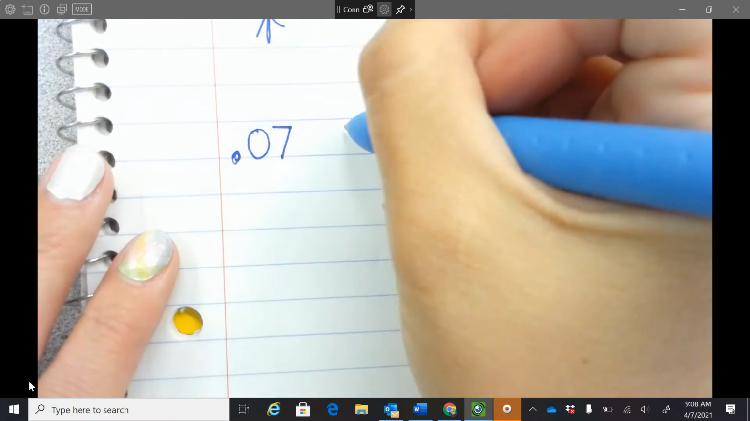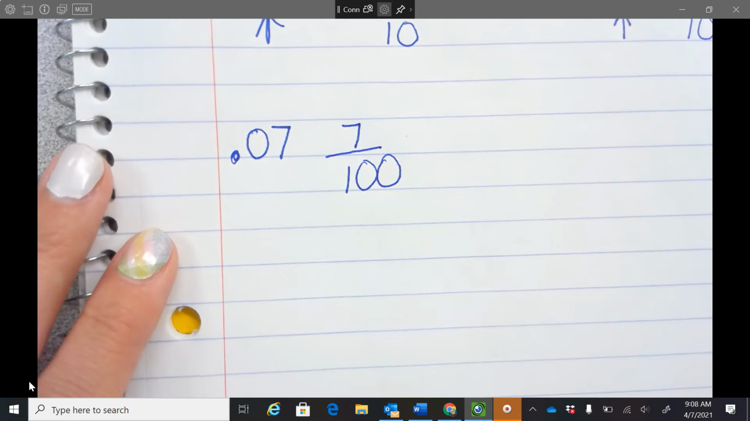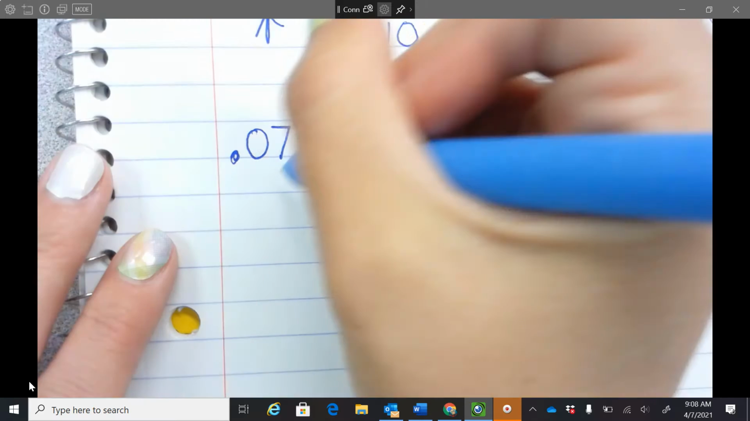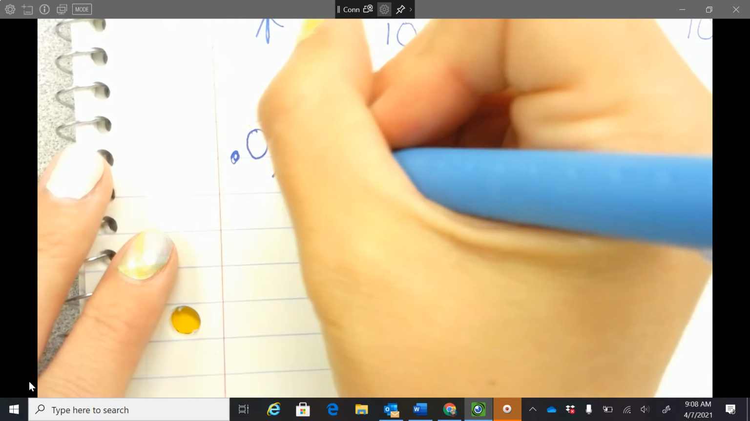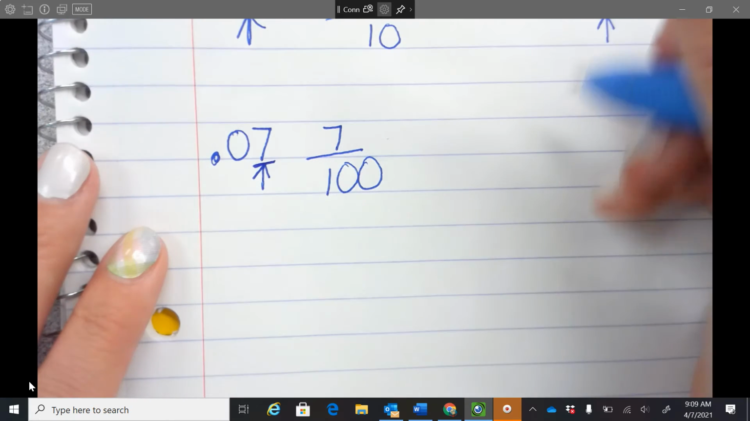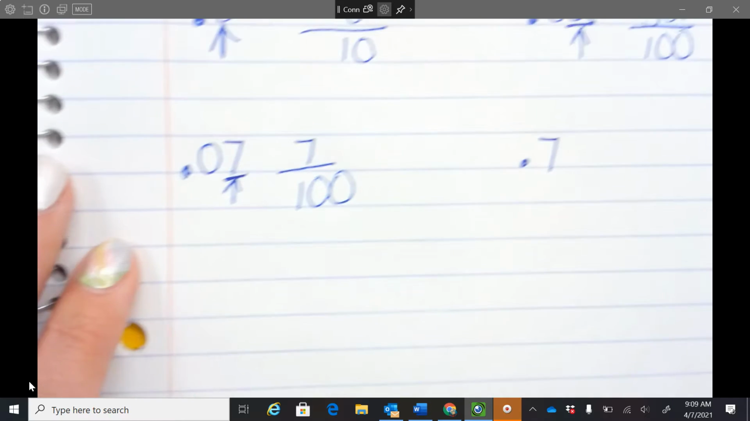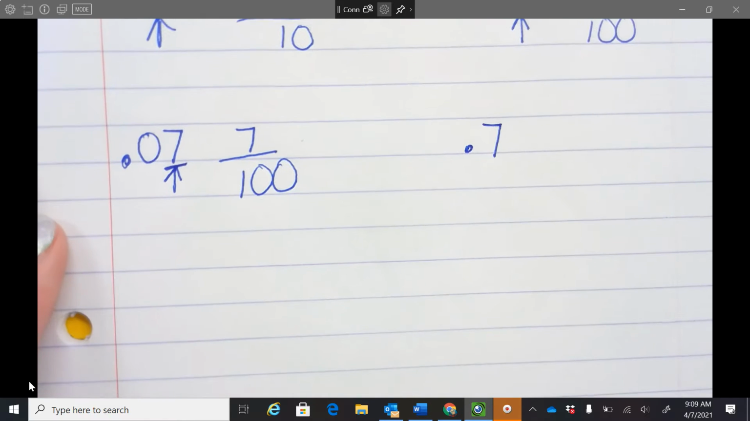Awesome. Good job, Haley. Haley, how did you know how to put 100 under here? The 7 is in the hundredths place value. Good. Take this number and write that as a fraction.